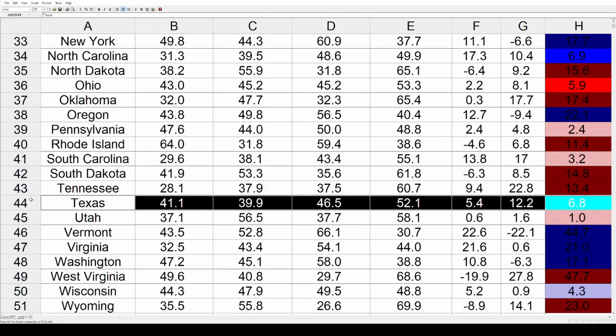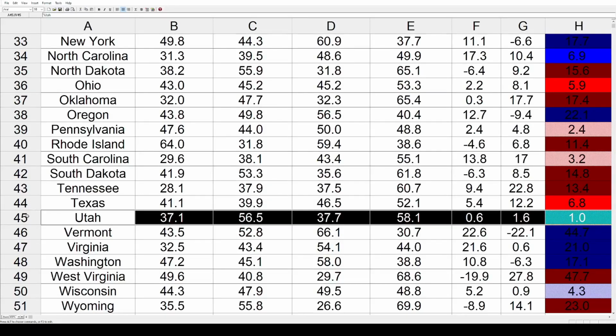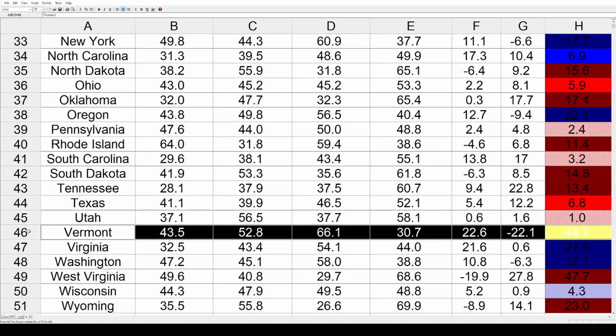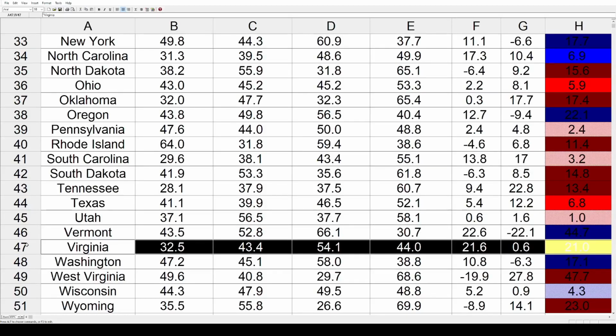How about in Texas? Well, that went 6.8 toward the Republicans. Utah, very little change there, a 1% shift toward the Republicans. Vermont, that used to be a red state, since then it went a massive 44.7 toward the Democrats, and that was the biggest blue shift out of all the states.